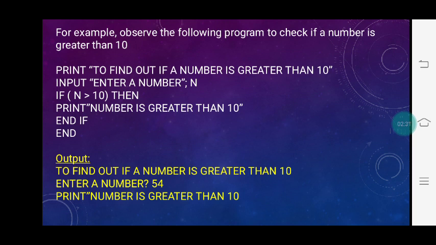So, if we have given the number like 54, 54 is greater than 10. Yes, so the condition is satisfied, means it is true. Then you will get the message number is greater than 10. And at last, the end of the if statement and end of the program. So in this program, the expression will execute if the condition is true, and here the condition is true. Yes, 54 is greater than 10.